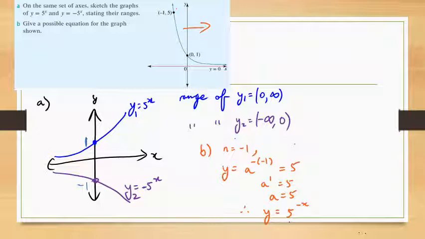If you're a little bit lost, I wrote down n equals negative 1. Remember, n is just a number in front of an x, so from here you can actually just write down y equals a to the power of negative x. Then we just have to figure out small a.